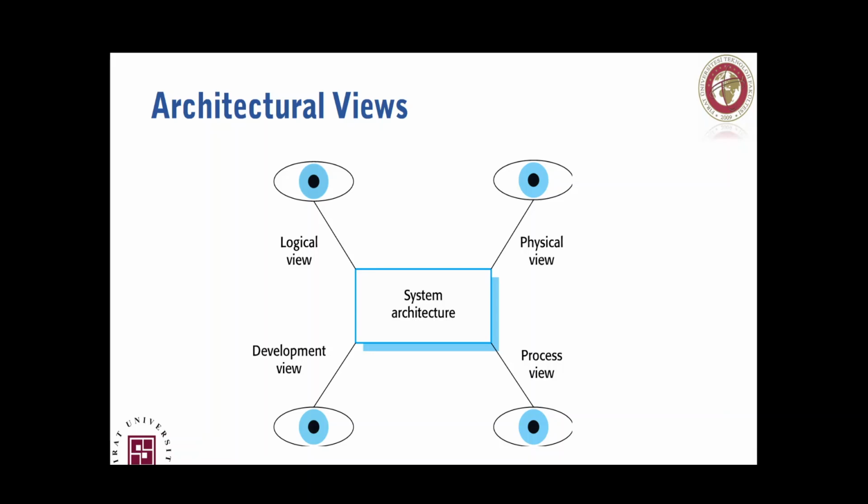The process view. For the process view, what we are looking for here is actually the runtime, how our system is composed of different interacting processes during the runtime. And in this case, we care about such a view. Why? Because we need to give a judgment about non-functional requirements, for example, the performance, the availability, maintainability, and so on.